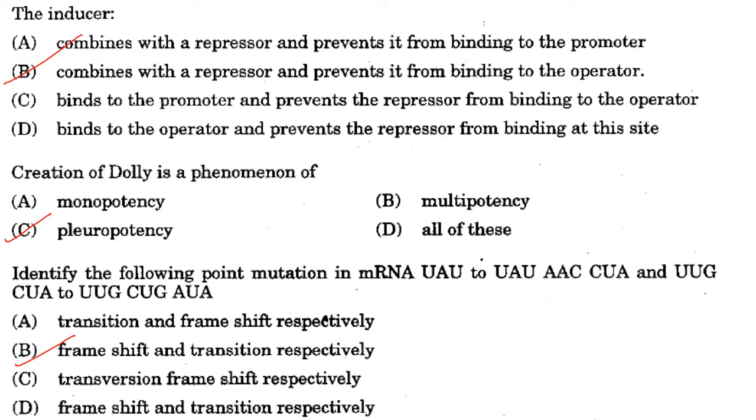Then identify the following point mutation in mRNA. This is also repeated, I think, third time. So answer is frame shift and transition. If you refer to my previous question papers, you will get the explanation for this. Answer is frame shift and transition respectively. So option D also they have given as a printing mistake, frame shift and transition. So option D is also correct.